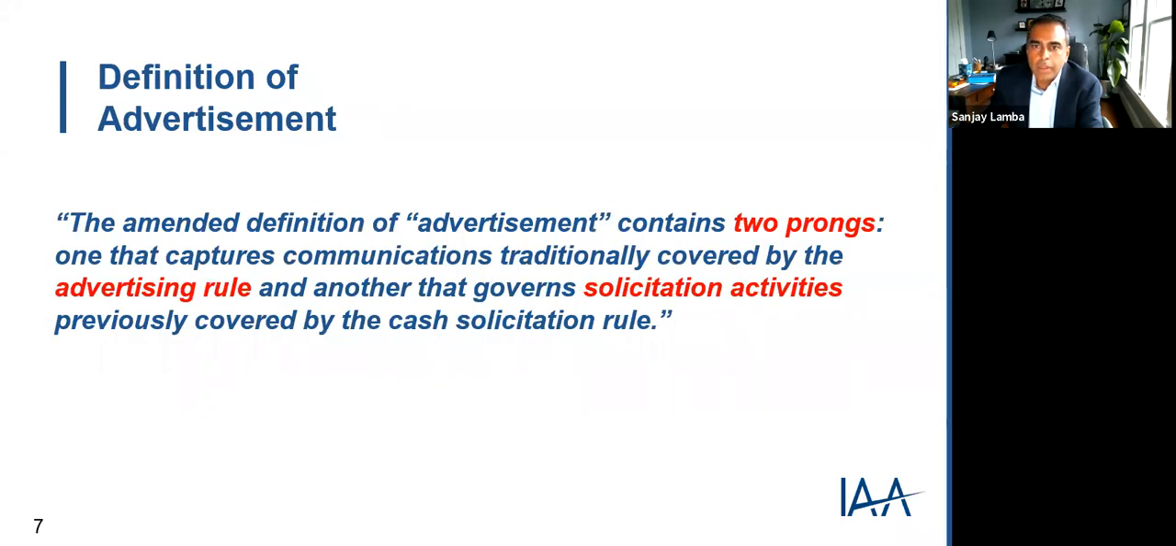As you can see from this slide, the amended definition of advertisement contains two prongs. One that captures communications that are traditionally covered by the advertising rule, and another that governs solicitation activities that were previously governed by the cash solicitation rule. Megan, if you could turn to the next slide, please.